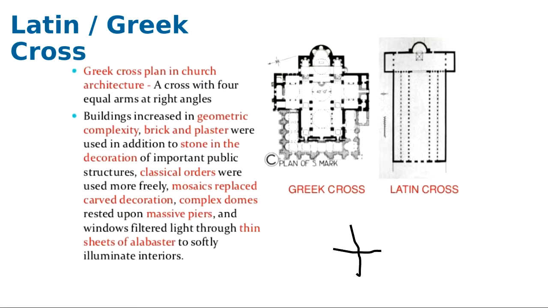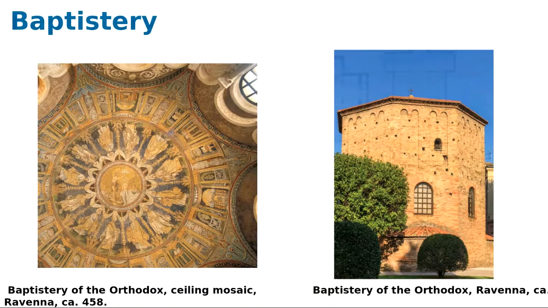And so the buildings increase in geometry and geometric complexity. Brick and plaster were starting to be used all around, and they started to use more mosaics and more complex stones, and really play with new things that we're going to start seeing right now. So this is a baptistery.